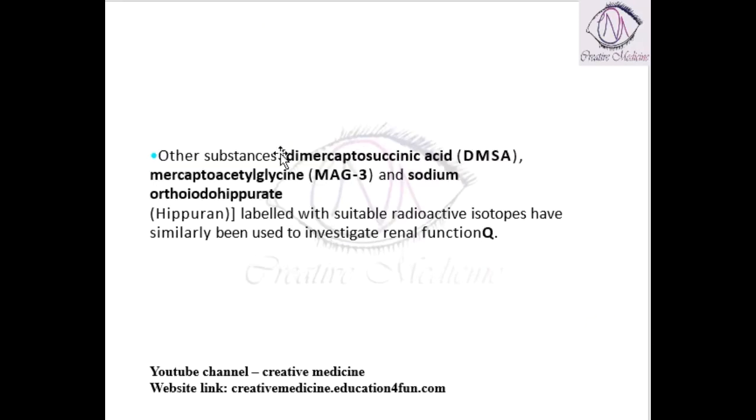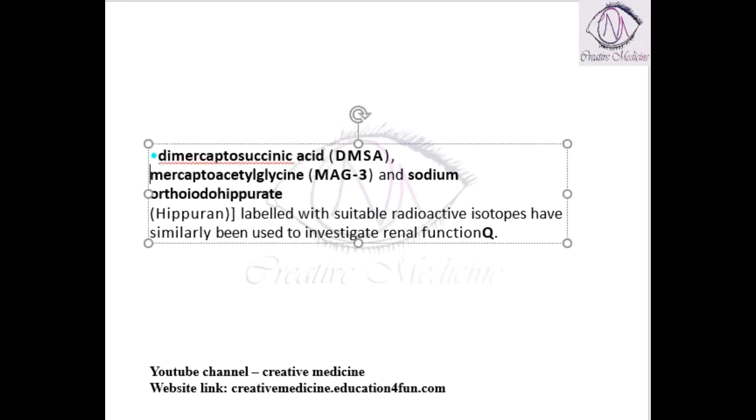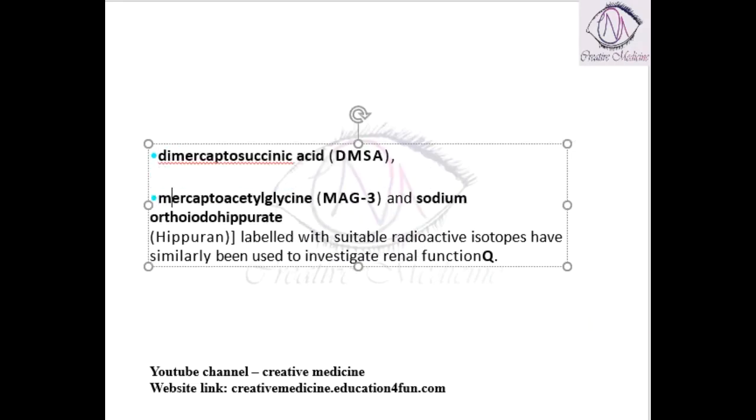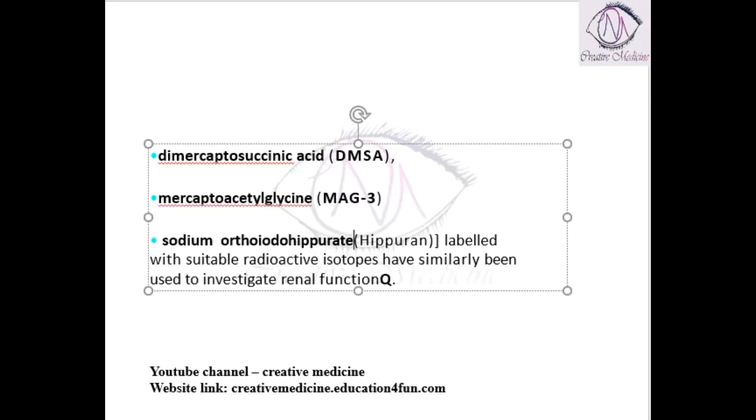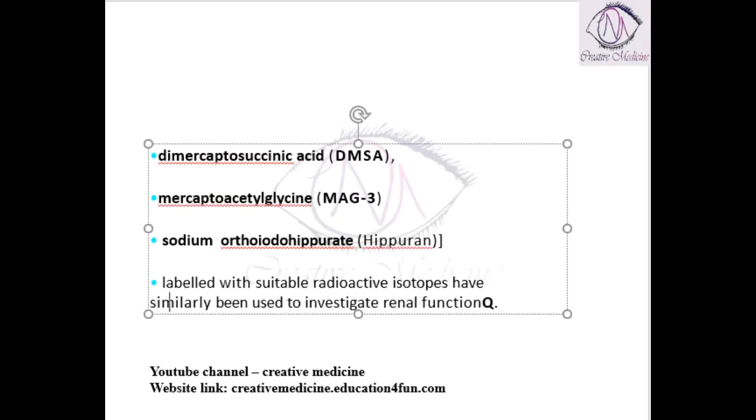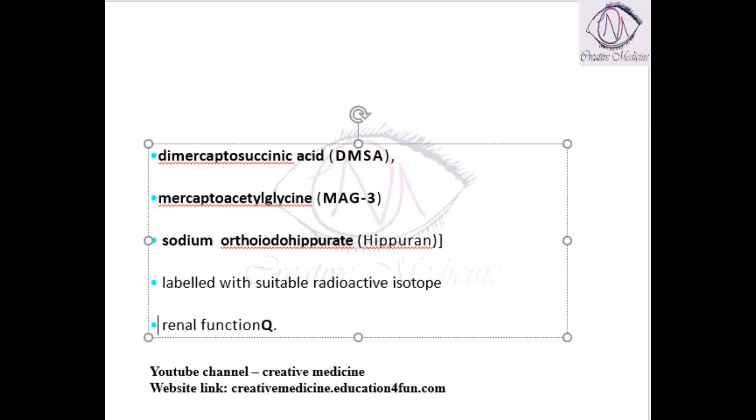Then there are other substances which can be used, like dimercaptosuccinic acid, or mercaptoacetylglycine, or sodium iodohippurate. All these can be labeled with suitable isotopes, and they are also useful to investigate or identify the renal function. We can use these isotopes: dimercaptosuccinic acid, mercaptoacetylglycine, and sodium orthoiodohippurate.